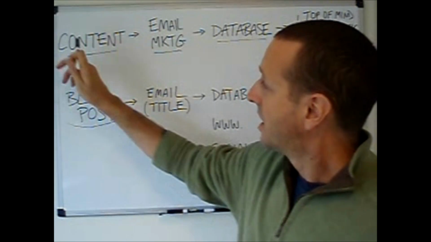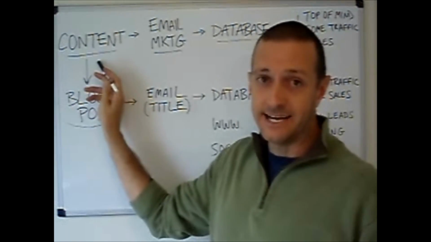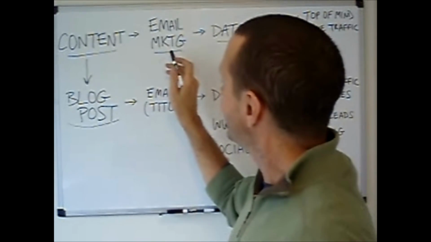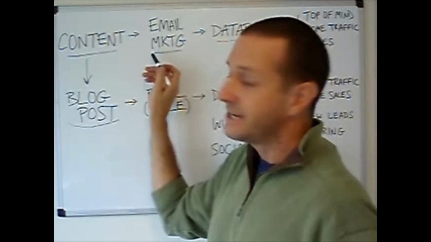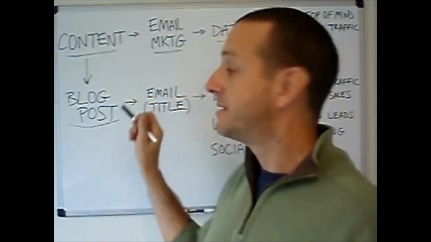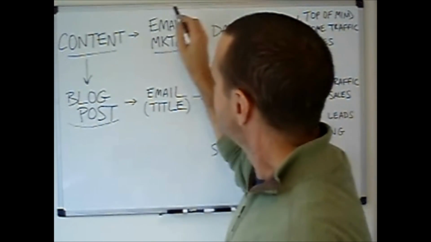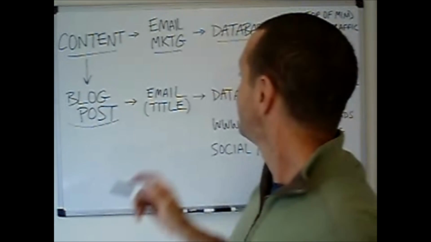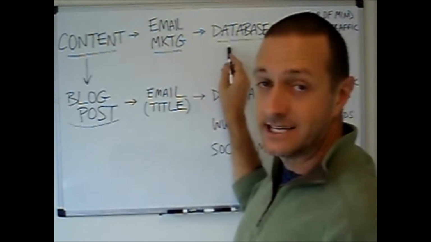What they do is they write some good content. They put that content in their email newsletter. It might be Constant Contact or Aweber or MailChimp. They put it into their newsletter. Maybe they doll it up, make it look fancy, and they send it to their database.